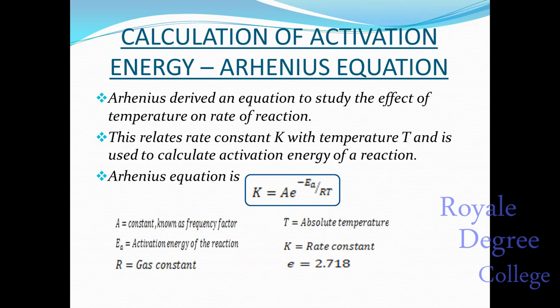known as the frequency factor, Ea is the activation energy of the reaction, R is the gas constant, T is the absolute temperature, k is the rate constant, and small e is also a constant, its value is 2.718.